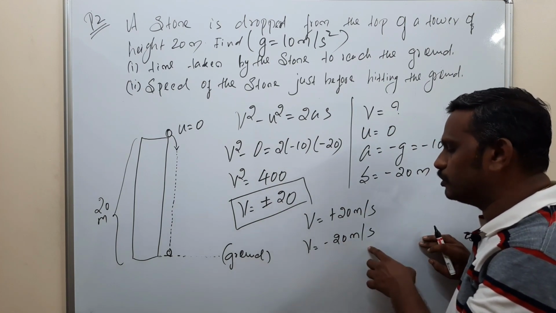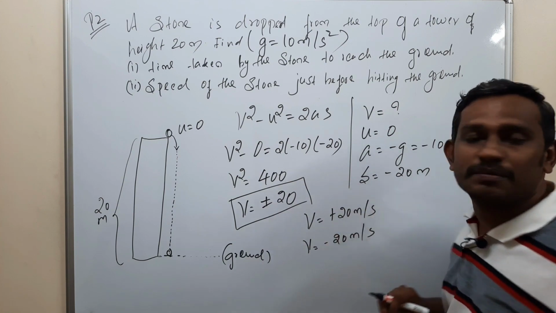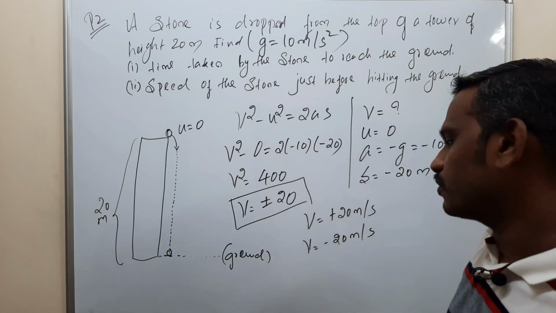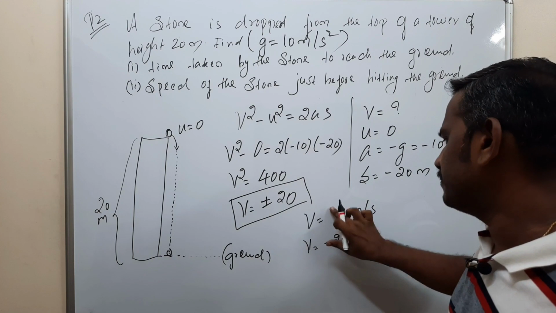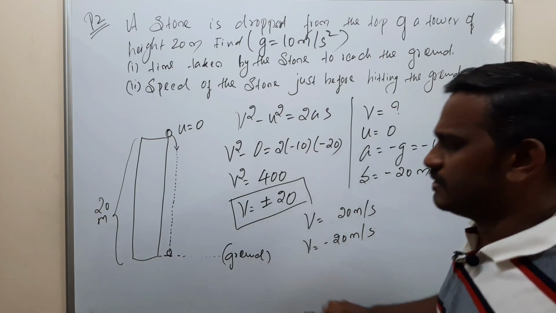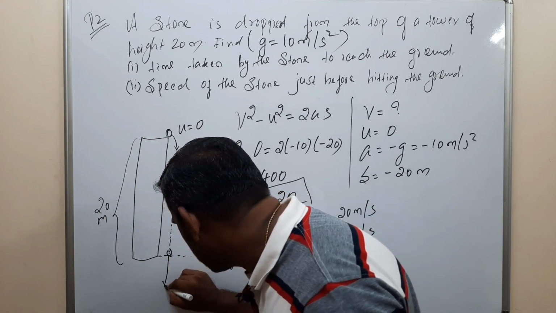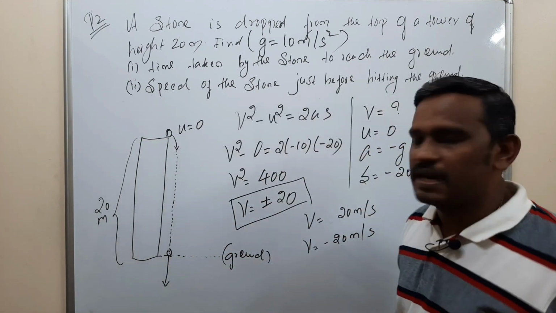So v is equal to minus 20 meter per second means that is the velocity. V is equal to plus 20 meter per second, that is the speed. Only magnitude, so without sign. So here the velocity is acting in this direction. Right? Velocity is acting in this direction.